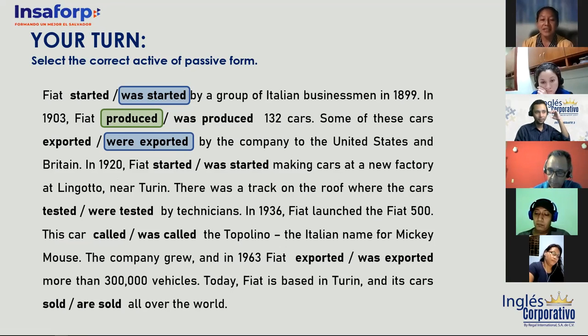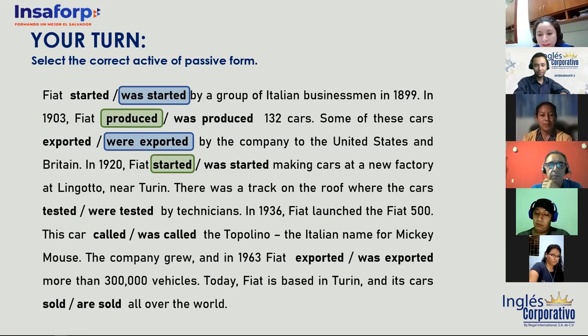In 1920, Fiat started making cars at a new factory at Lingotto near Turin. Correct. Very good. Natalie, next, that's yours. There was a track on the roof where the cars were tested by technicians. Very good. Correct answer. Thank you.